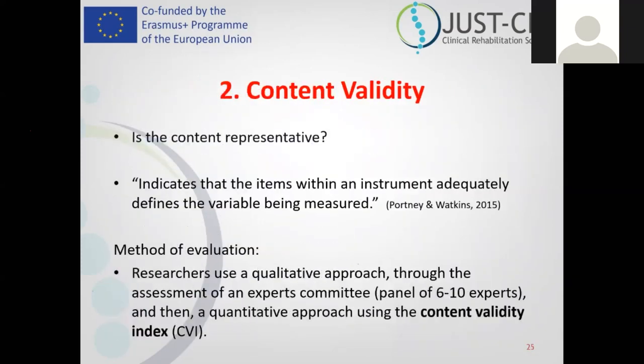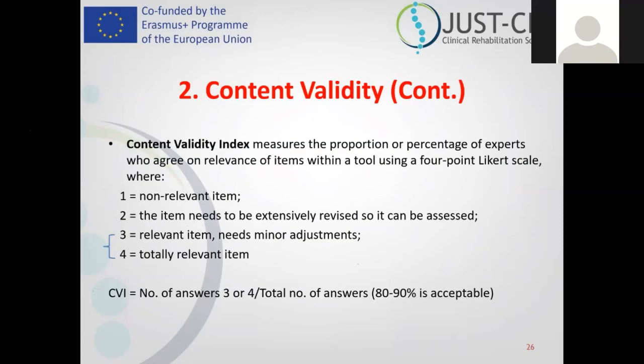Let me put up the slides for content validity. Content validity must be established by an expert panel of 6 to 10 individual experts in the field. And they must come to an agreement of at least 80 to 90% on the relevance of the items within the instrument. Any item that is scored by the expert panel as non-relevant or needing extensive revisions must be either removed or revised, because it affects the content validity index score. And we need at least 80 to 90% content validity index in order to say that the instrument has good content validity.